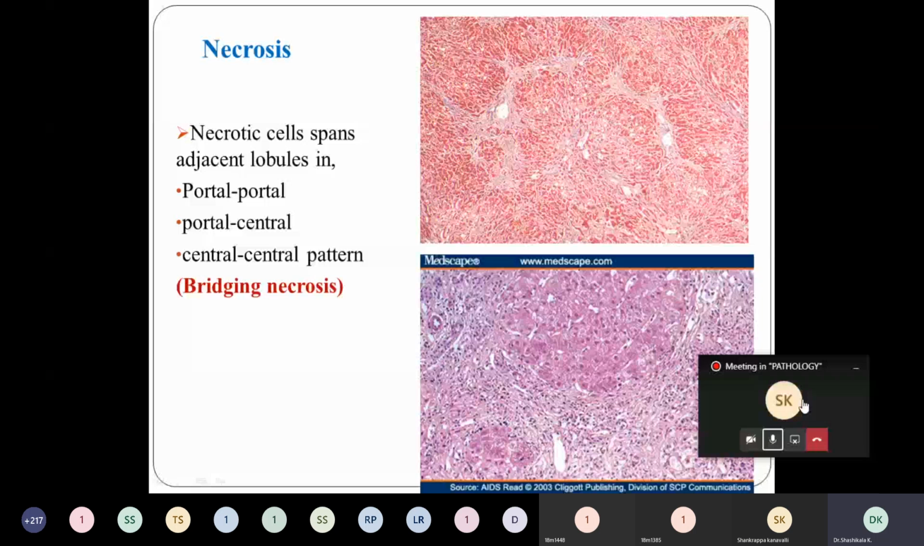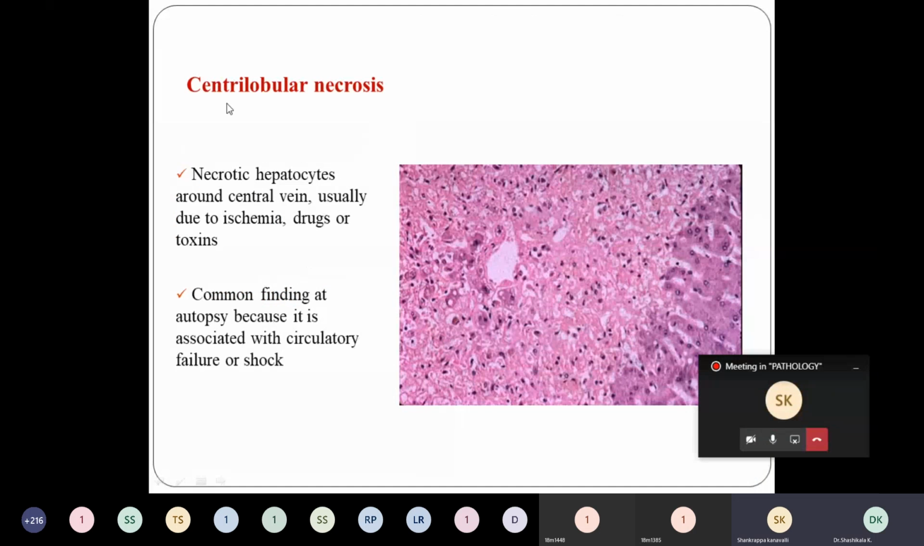So if you all have missed some class related to necrosis, let me start again. These are necrotic cells, the bridging necrosis, where you have massive necrosis involving entire lobules. So they're divided as portal-central, central-central pattern, that is called bridging necrosis. Centrilobular necrosis is where you have focal necrosis with hepatocytes surrounding the central vein. So it's related to ischemia, drugs or toxins. Common finding at autopsy because it is associated with circulatory failure or shock.